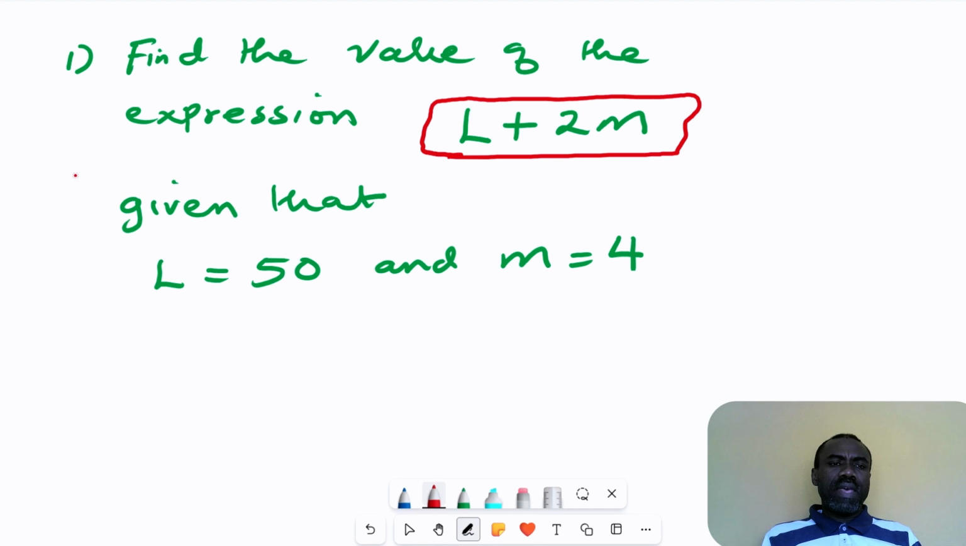So when we come a step further, the value of L has been given as 50 and the value of M has been given as 4. So we go on and we try and substitute. So what do? In place of L, we are substituting it with 50.